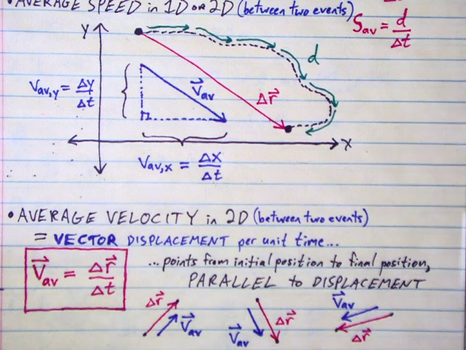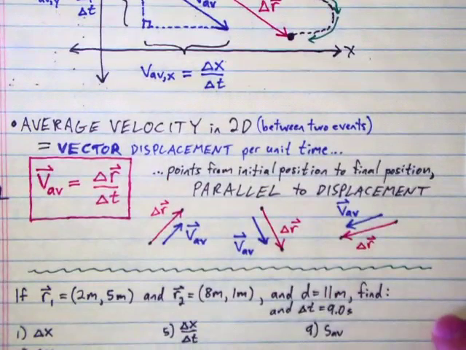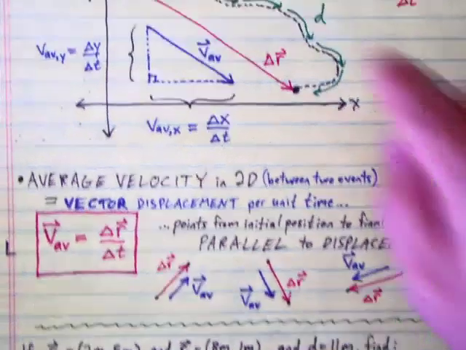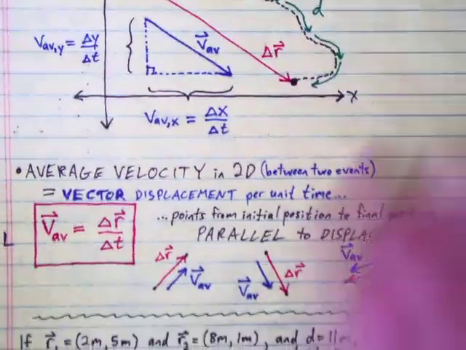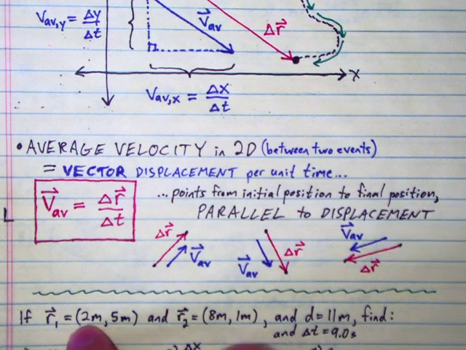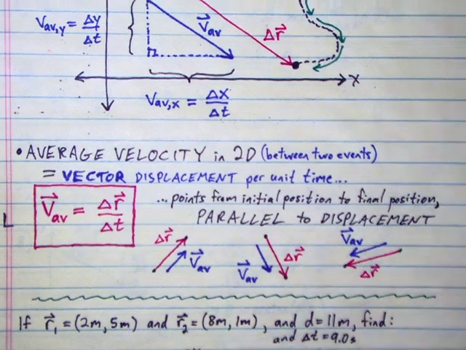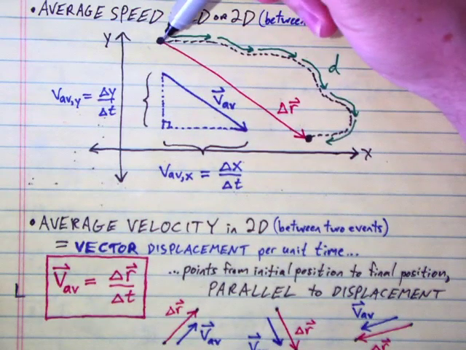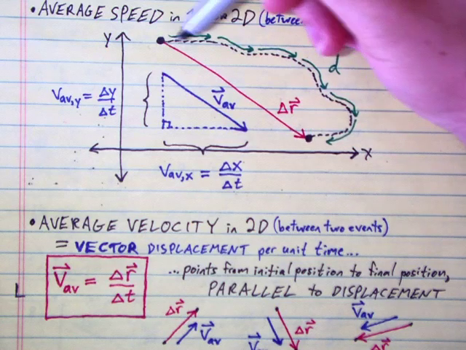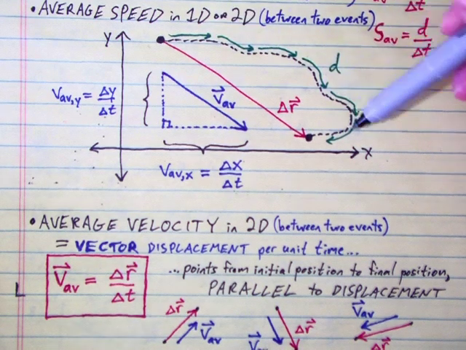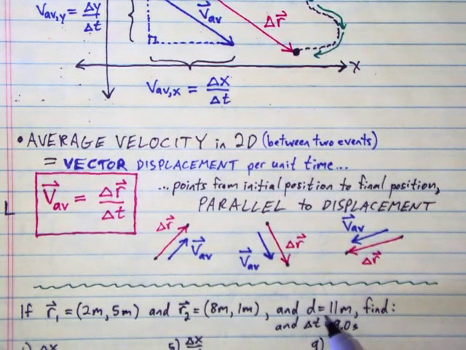Okay, I've got a problem for you to work out. Let's put some numbers to this scenario right here. Let's say our initial position is 2 meters, comma 5 meters, and our final position is 8 meters, comma 1 meter. So here's our initial position, here's our final position. Let's say we traveled along this path, and I'll tell you that the length of that path, d, will be 11 meters, and the total time of the trip will be 9 seconds.